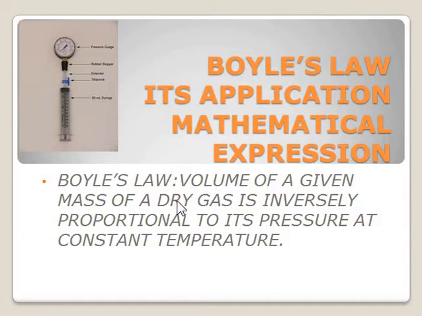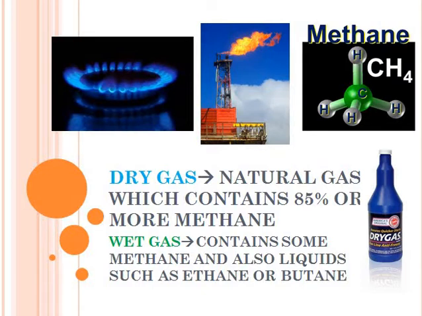So you have come across the word dry gas. What is the meaning of dry gas? That's what we are going to check. So dry gas, these are the list of gases here. Methane gases are present here, even in the stove, in the factories also. So this is the structure of methane. This is your carbon. The valence is 4, so 4 hydrogens will come and form a covalent bond with this. So this is methane. Dry gas means natural gases which contain 85% or more methane. So for the Boyle's law experiment, only dry gas is used.